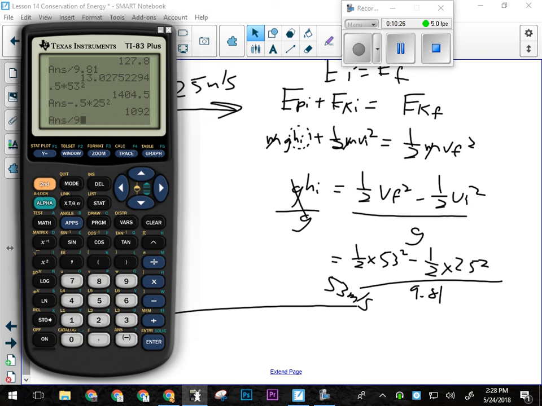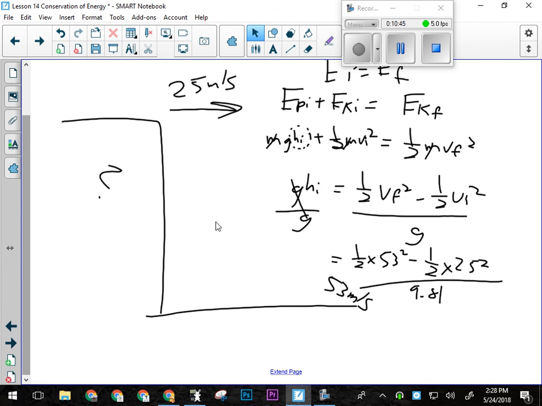Okay, and divided by 9.81. All right, so our initial height here, this cliff, was 111 meters, which is pretty high. All right, questions on how that one worked? Everybody reasonably okay with that one?